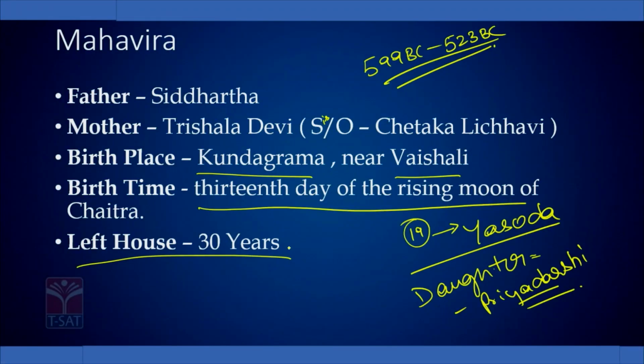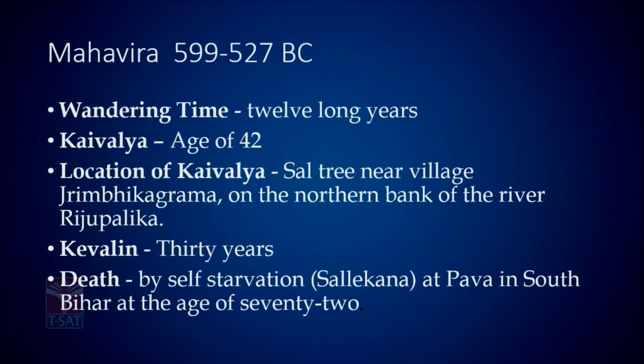Very similar to Buddha, Mahavira also left the household at the age of 30. Buddha was married at the age of 18 and left the house at the age of 29. Mahavira was married at the age of 19 and left the house at the age of 30. Only 1 year difference between these two. 599 to 527 BC, R.S. Sharma says 523 BC, J.N. Mehta says 527 BC. So it depends on the historian, a little bit here and there, that's okay, ancient India.